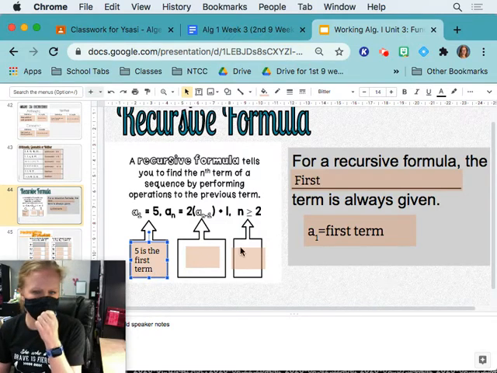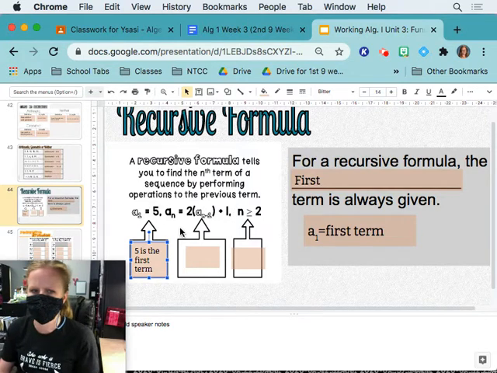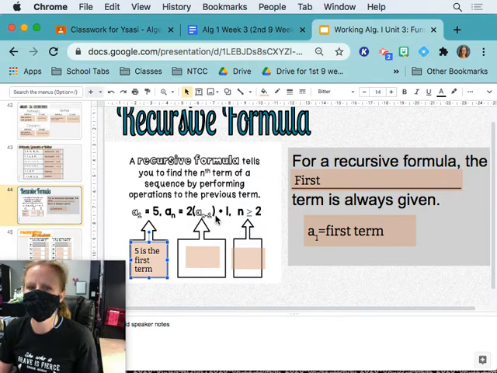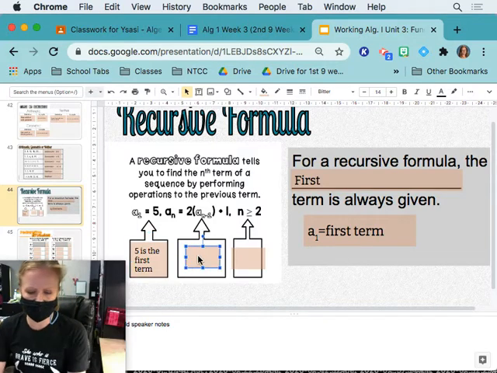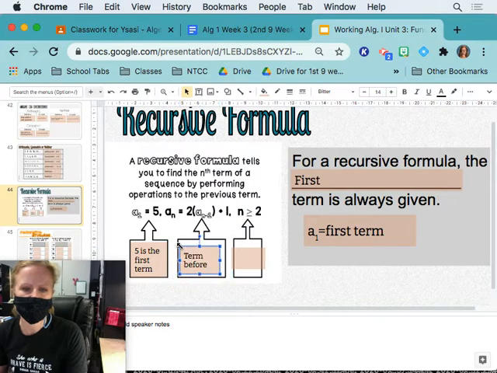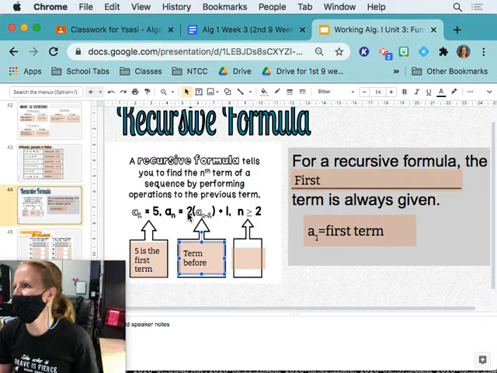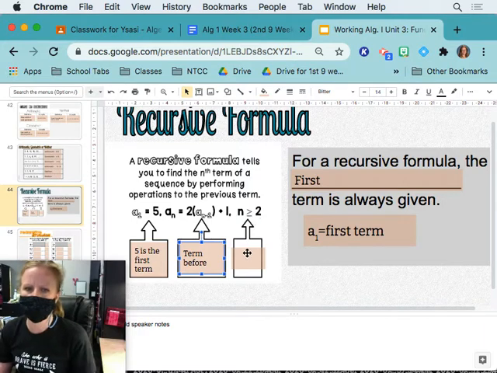So when we write our sequence, it'll be 5. 5 is your first term. Then the next thing, it says AN. So this is your formula. The way you know it's a recursive formula is it says AN equals, and then it has this AN minus 1. N minus 1 is going to be your term before, it's just the term before. So this one says 2 times the term before plus 1. And then this says n is greater than or equal to 2.